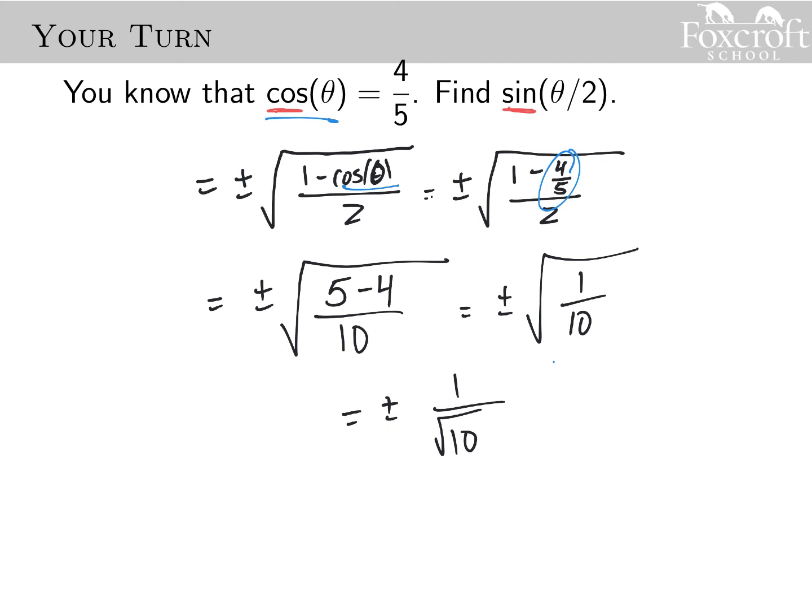And the very last thing, if cosine's positive, you're in quadrant 4 or 1. If you're in 4 and you cut that in half, you're going to get in quadrant 2, where sine's positive. If you're in quadrant 1 and you cut it in half, you're still in quadrant 1, where sine is also positive. So the positive answer is going to be our final answer. Just 1 over the square root of 10.